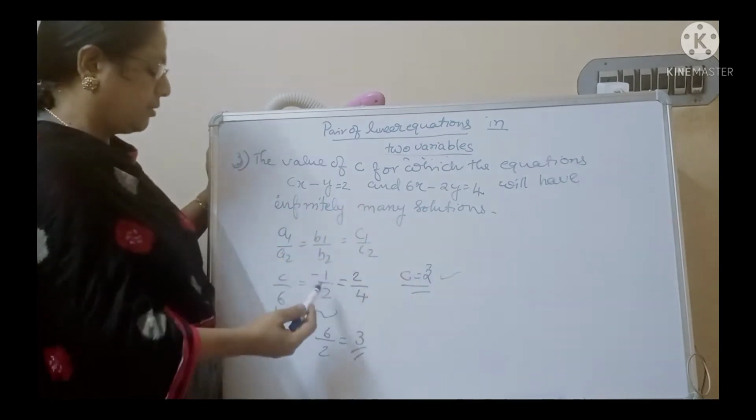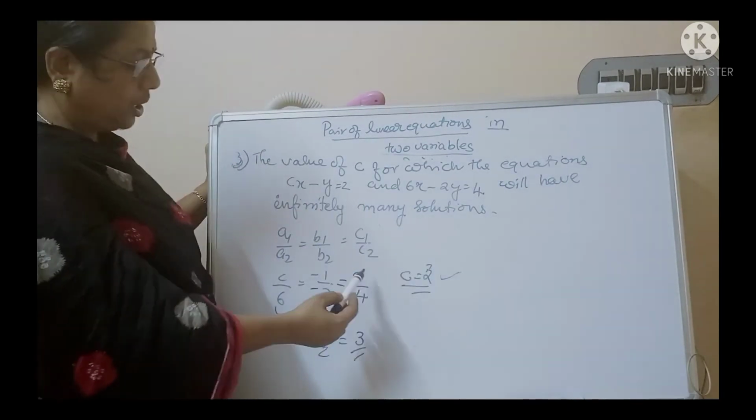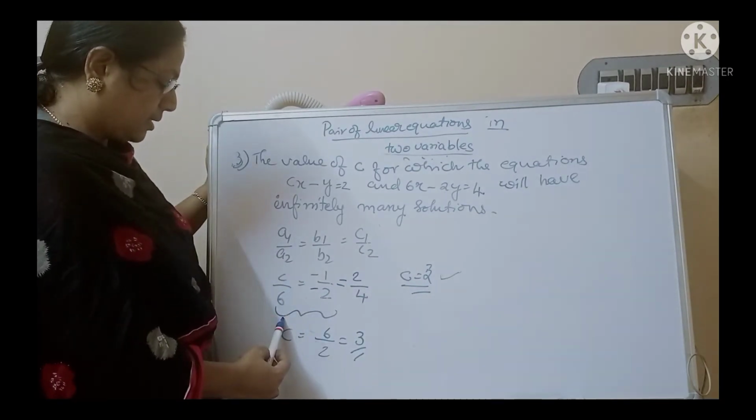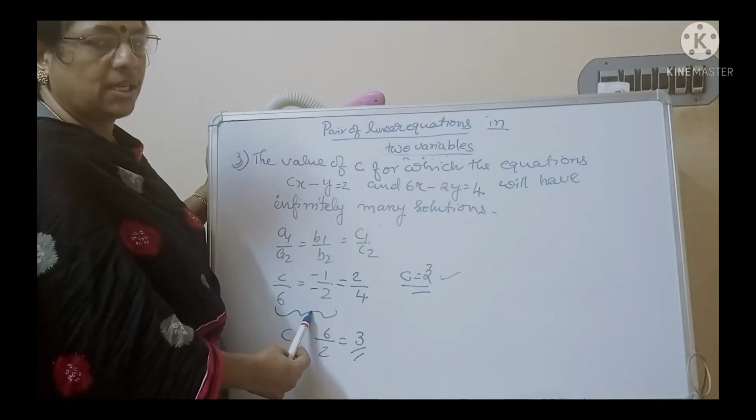From this we can take c by 6 equal to negative 1 by negative 2 equal to 2 by 4. So c by 6 is equal to 1 by 2, since negative 1 by negative 2 is 1 by 2.